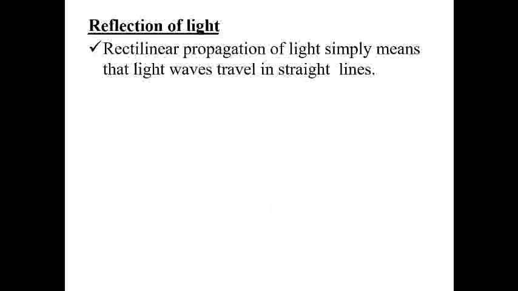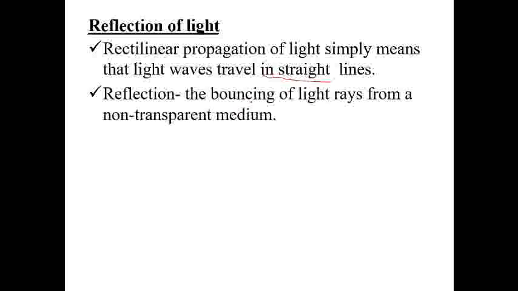And the other thing is, among the wave behaviors, today we will see one wave behavior. Waves have 4 behaviors: reflection, refraction, diffraction and interference. Among these, we will see reflection. Reflection of light and rectilinear propagation of light simply mean that what? The light wave travels in a straight line.